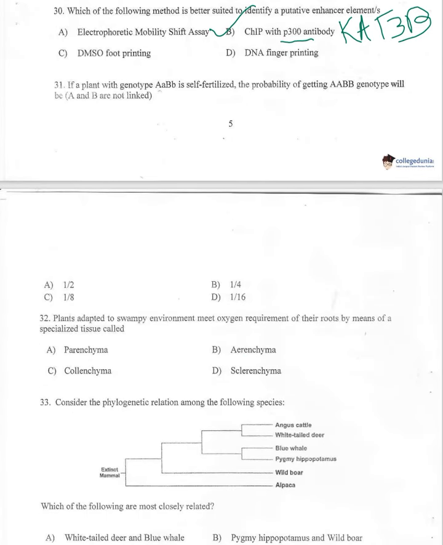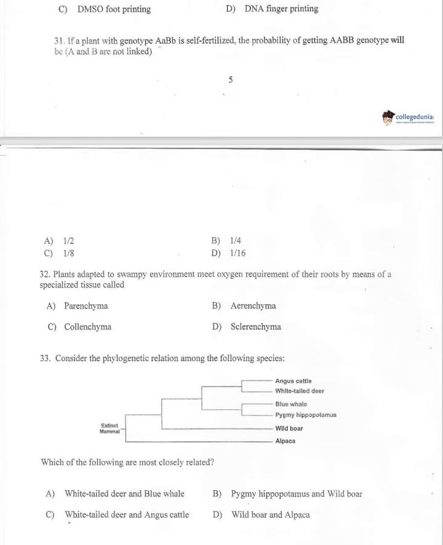Question number 31. If a plant with genotype AaBb is self-fertilized, the probability of getting the aabb genotype will be, when A and B are not linked, the options are A 1 by 2, B 1 by 4, C 1 by 8, and D 1 by 16.